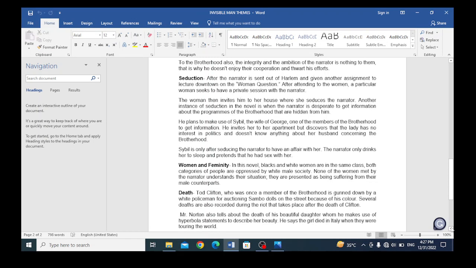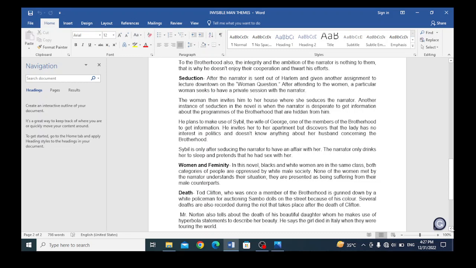We also have the theme of seduction. After the narrator is sent out of Harlem and given another assignment to lecture downtown on the woman question, quote and unquote. After attending to the women, a particular woman seeks to have a private session with the narrator. The woman then invites him to her house where she seduces the narrator.